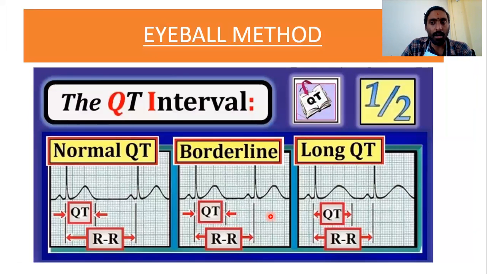So why are we so stressing upon the concept of QT? Because there is something called as QT prolongation. So how do we determine that on a normal ECG? Just by the eyeballing method. There are various formulas as well, but commonly used is the eyeballing method.